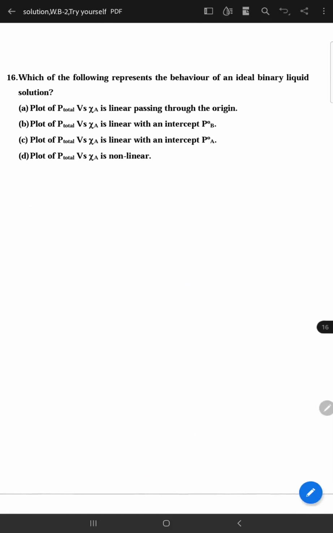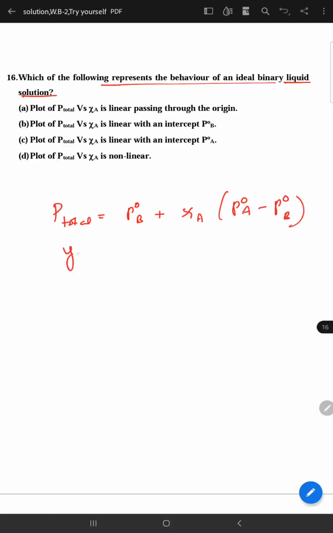So now we move on to question number 16. Read that. Which of the following represents the behavior of an ideal binary liquid solution? And remember, an ideal solution is a solution which obeys Raoult's law. So Raoult's law can be written as P total is equal to P naught B plus chi A into P naught A minus P naught B. So you can equate this equation to the equation for a straight line. This can be c, this can be m, this can be x. So this equation is like y is equal to mx plus c. So along the y axis we have taken P total, along the x axis, chi A.